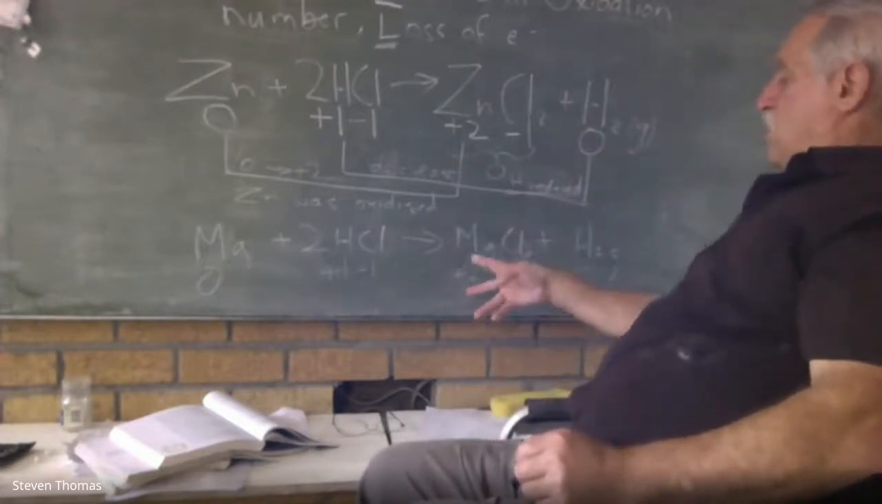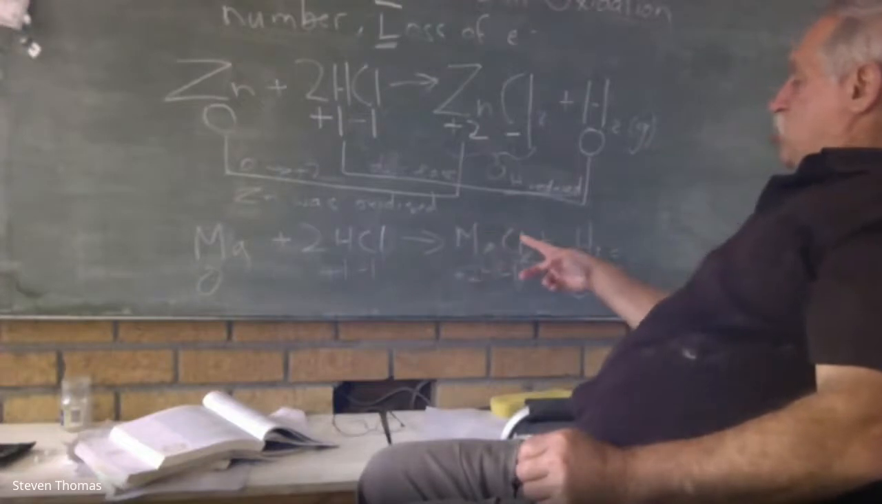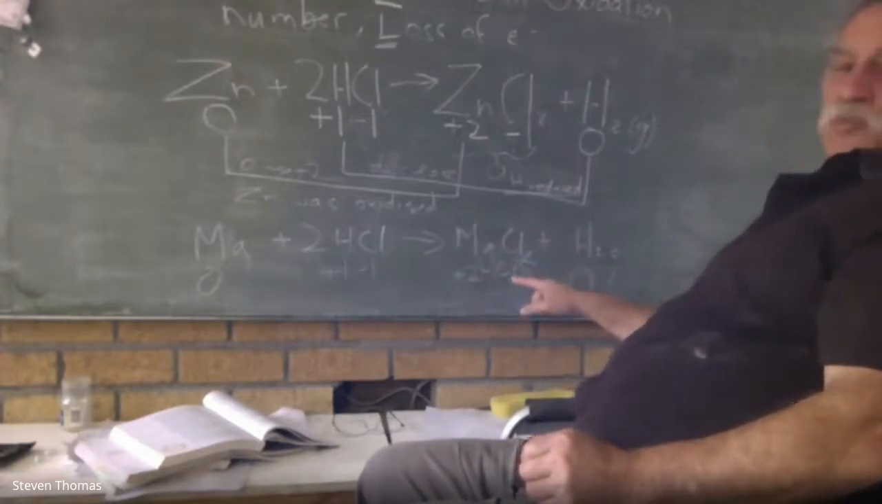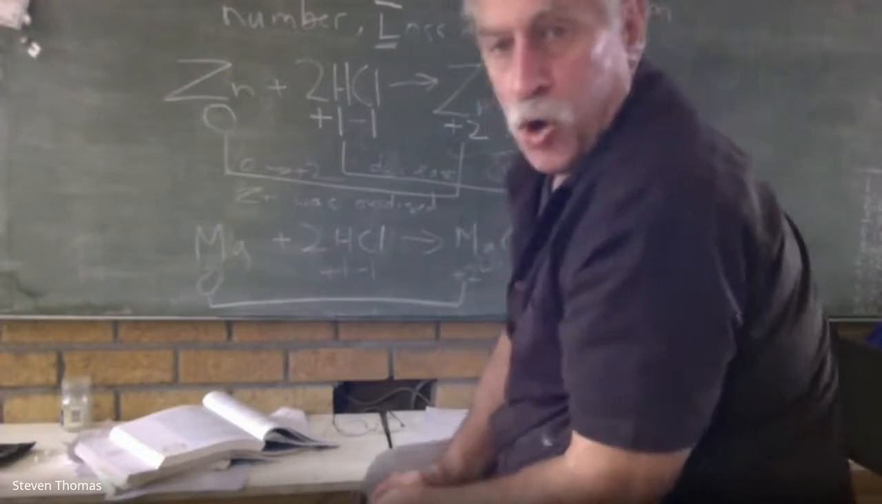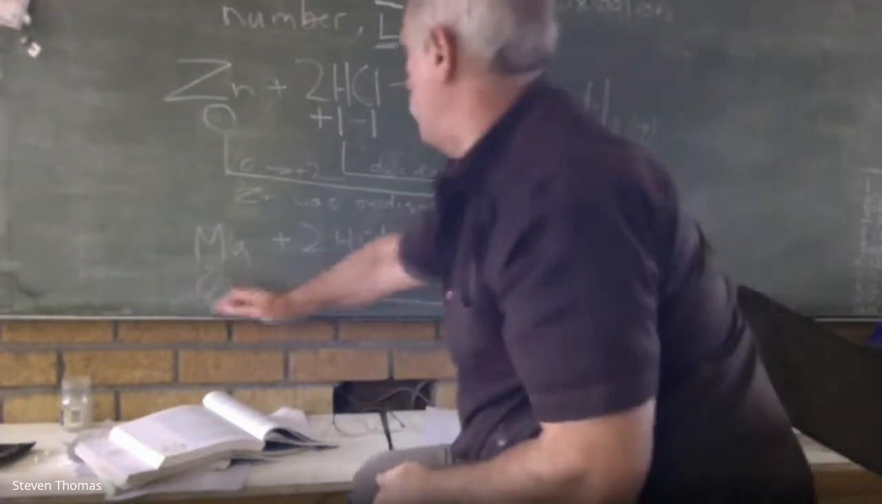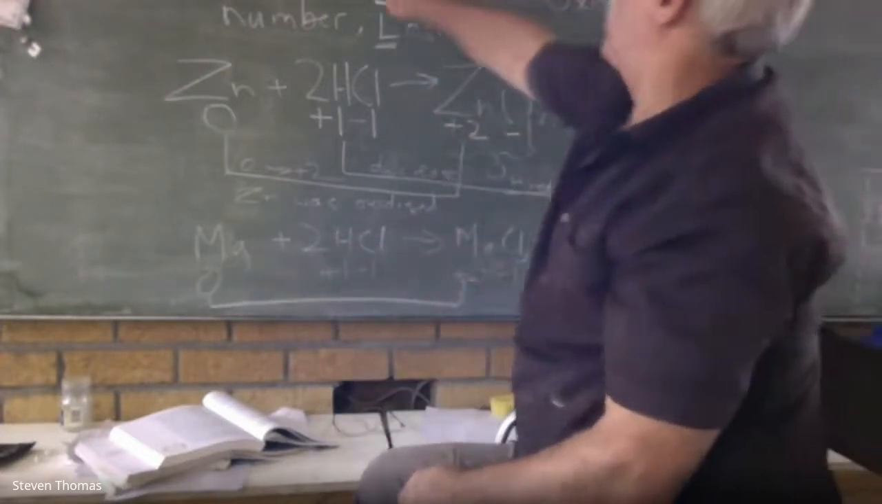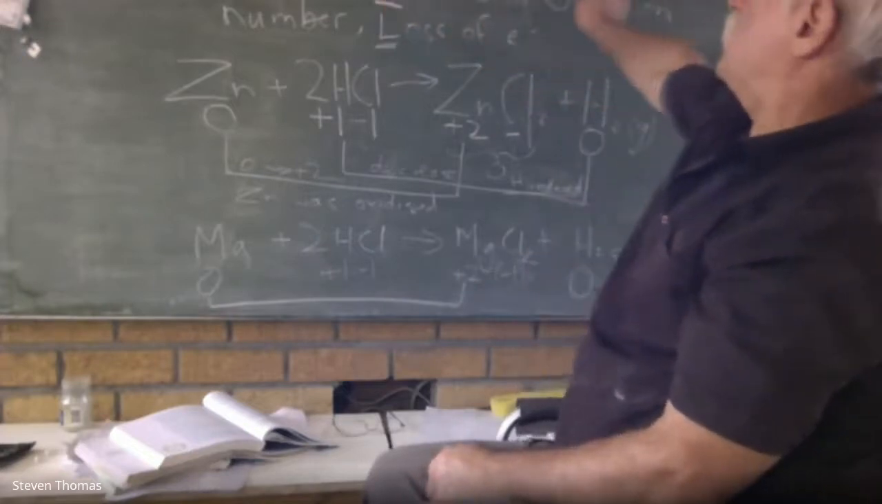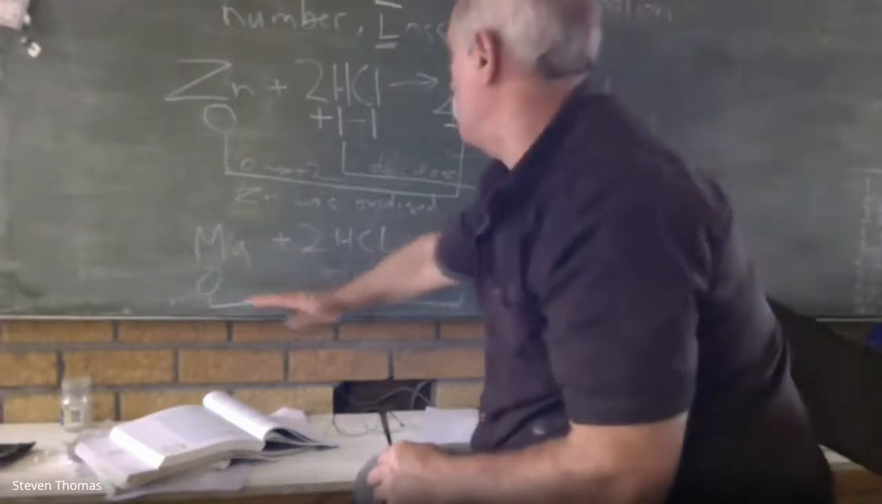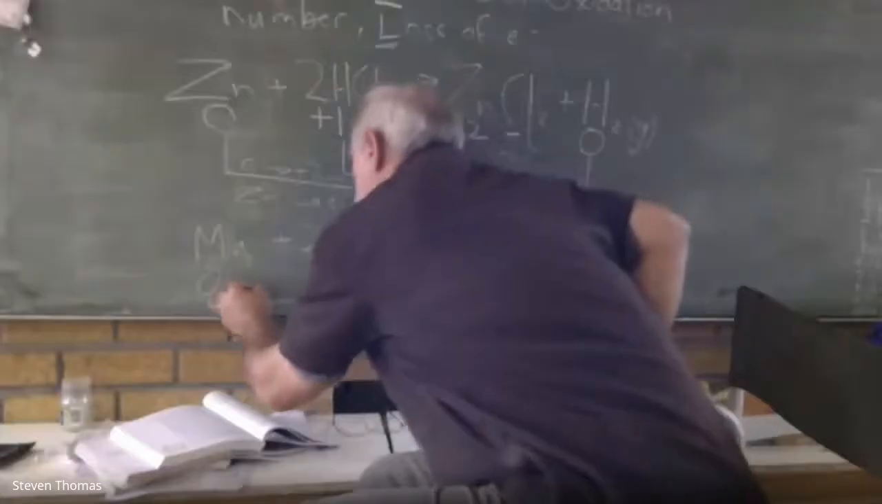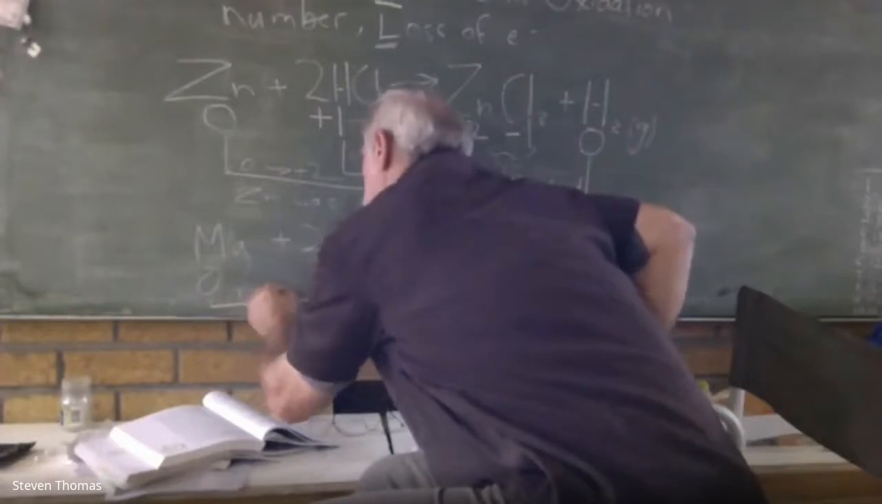So magnesium has lost 2 electrons to the 2 chlorines. The 2 chlorines have become minus. And so now magnesium has changed from 0 to +2. What do we say when it increases? Oxidation is an increase in oxidation number. So which one has been oxidized here? Magnesium. Fantastic. Mg oxidized.